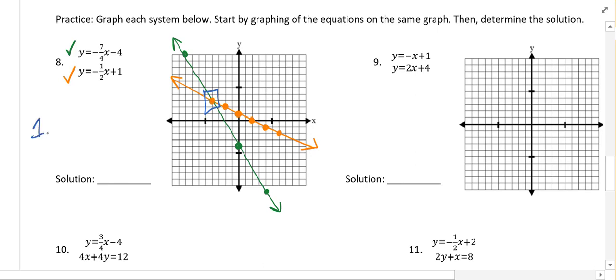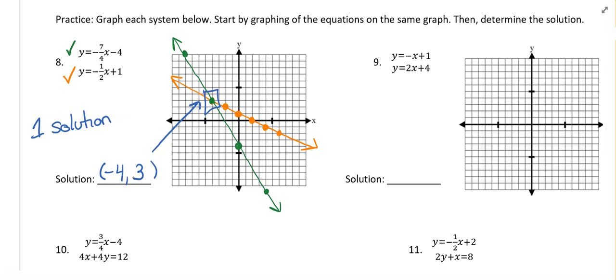So again, that means I have one solution because they cross, but my answer to this question, the solution to this problem, are the coordinates of that point. So that point is -4, 3. So my solution, wrote that backwards, is -4, 3. That is the answer to this problem.